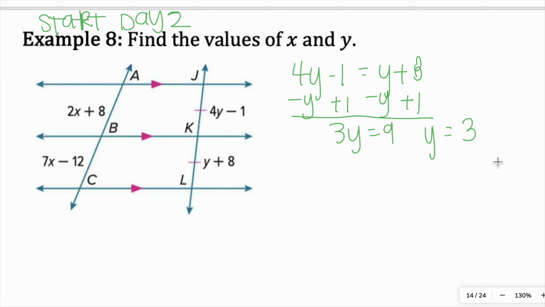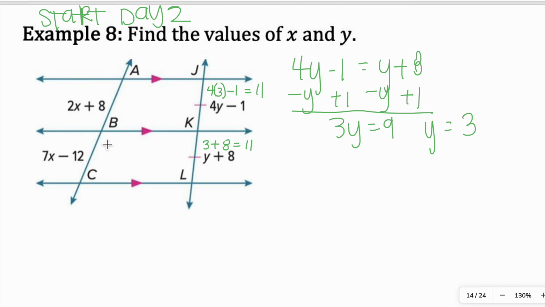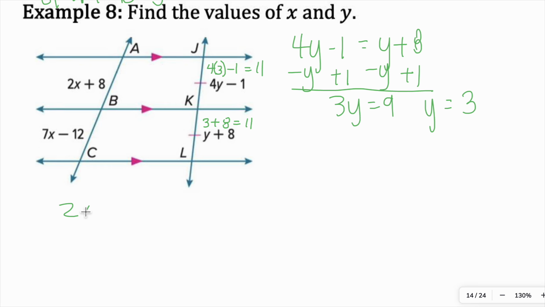The reason why I started this is because I need to know this information in order to set up the rest of my proportion to solve for x. So if y is equal to 3, 4 times 3 minus 1 is equal to 11. And same thing here, 3 plus 8 is equal to 11. So now I can set up my proportion for the rest of that. 2x plus 8 over 7x minus 12 is equal to 11 over 11. Really, you're going to be cross multiplying here.